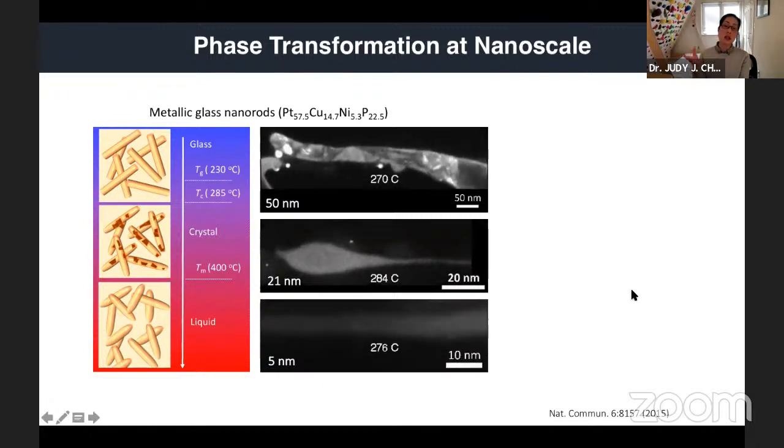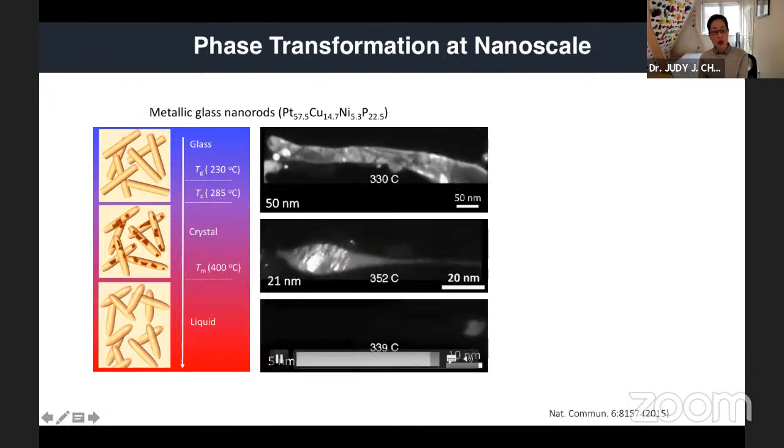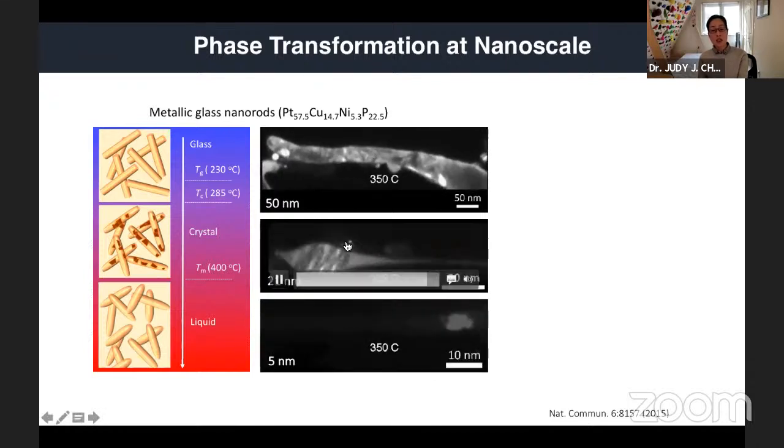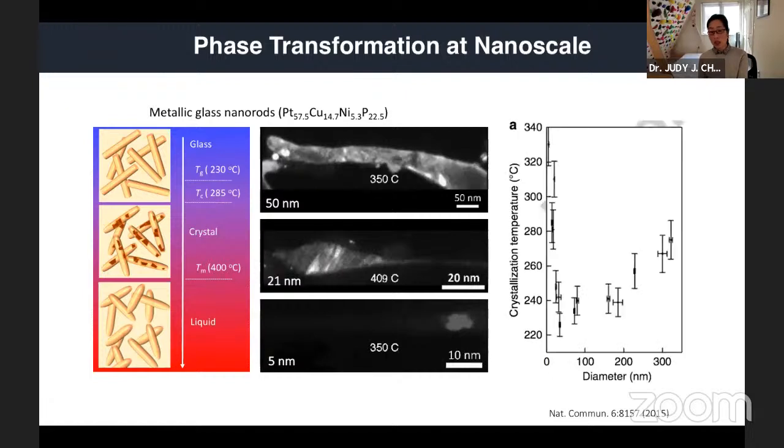When it crystallizes, the intensity will pick up. So you can see when these nanowires crystallize. They crystallize at different times, which means that they crystallize at different temperature. So immediately we know that there's nanoscale effects on the dynamics of crystallization. So we can repeat the same experiments as a function of the diameter of the nanorod.